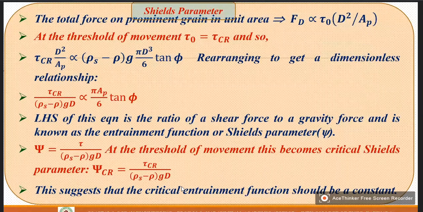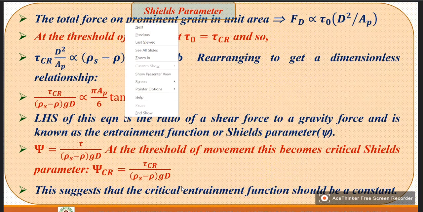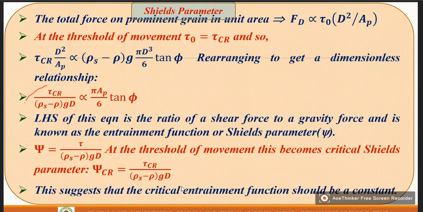So tau critical, the critical shear stress, divided by submerged density multiplied by g and d, is proportional to some factor pi A_p by 6 tan phi. So this left hand side, which is dimensionless, is referred to as an entrainment parameter, or entrainment function, which is called the Shields parameter, and is indicated by the symbol psi.